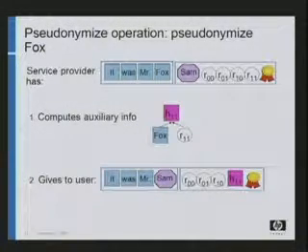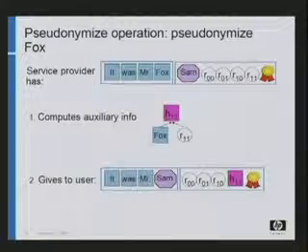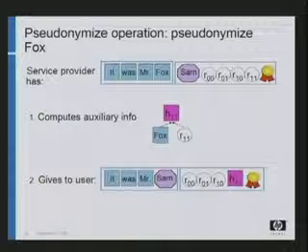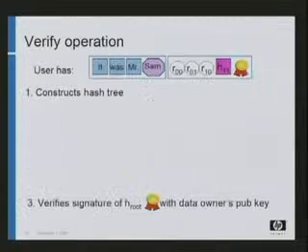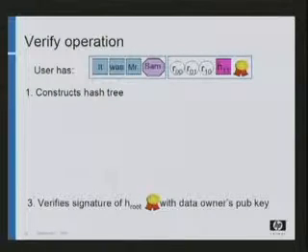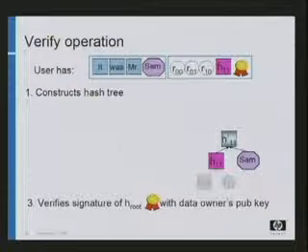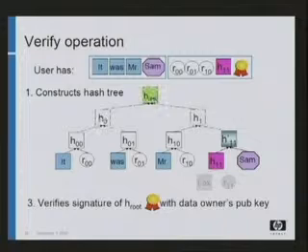Now the service provider will have to pseudonymize Fox with Sam. Essentially what it does is compute H11 just as before, and then give the pseudonymized document, replace Fox with Sam, and then give the rest of the information to the user. Now the following verification is just the same as before. The only difference is a minor difference. The user will have to hash H11, the intermediate hash, along with the pseudonyms in order to construct a root hash.